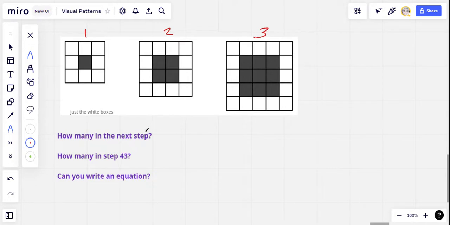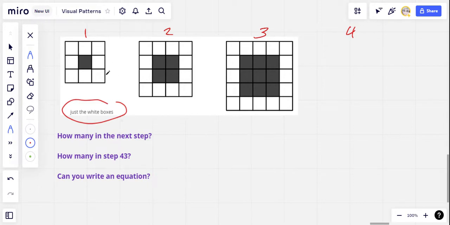And your challenge, if you choose to accept it, is to predict, well, in this case, how many white boxes, we're going to ignore the shaded part, are in step number 4. And then a higher level of difficulty, if you can, how many in step 43? And can you write an equation to predict the number of white boxes in any step at all? So if you'd like to accept that challenge, pause the video, work it out, and see how you do.